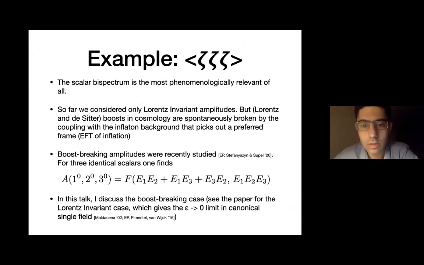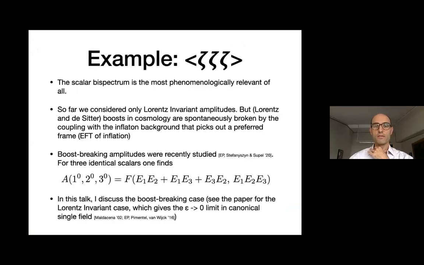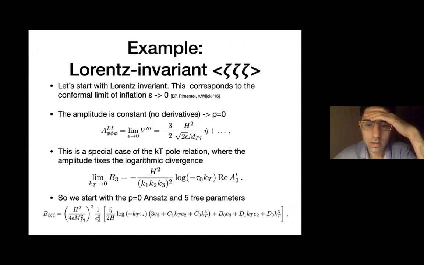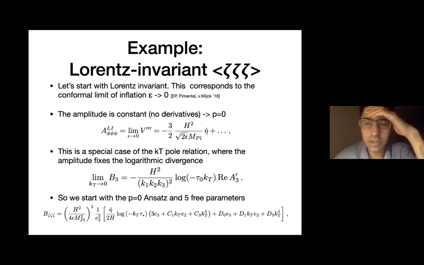And then you can play the game of deriving the Lorentz invariant amplitude, which I do in these extra slides. And I can show you what comes out if you want. It comes out as the epsilon to 0 limit of Maldacena, including all subleading slow roll corrections. But it has some relation to your theorem, or not?